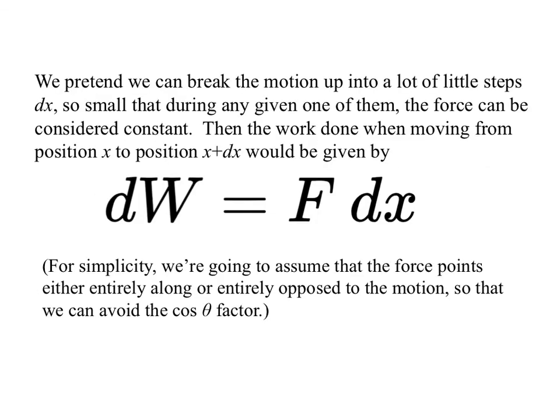We're going to pretend that we can break the motion up into a lot of little steps dx so small that during any given one of them, the force can be considered constant. That is, instead of having a full-on path like this, I'm going to break it into lots of little steps so small that even though the force is varying, it doesn't change very much during any given one of them. For simplicity, we're also going to assume the force points entirely along or entirely opposite to the motion so that we can avoid the cosine theta factor. As long as the angle was constant, we would be okay, but it just makes things complicated without adding any real insight.